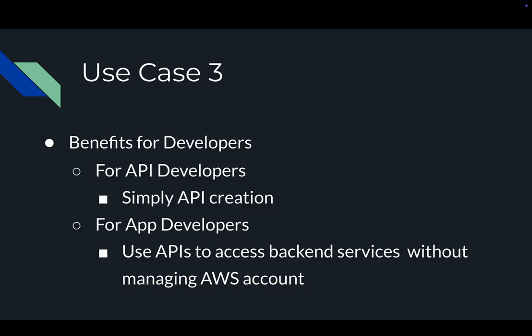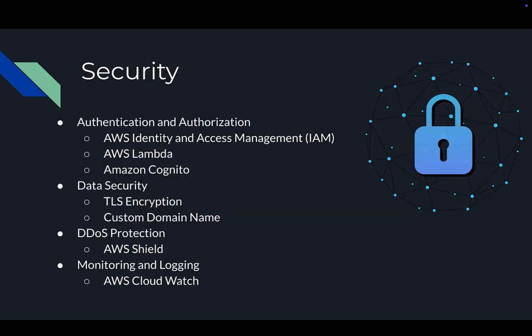Use case 3 is benefits for developers. For API developers, you can simplify API creation and management using AWS tools like the SDK and CLI, and you can use it with other services like I talked about, like DynamoDB and Lambda. For app developers, you can use APIs to access backend services without managing AWS accounts. Authorization can be done using Amazon Cognito, which is another service, or you can use any other identity providers, honestly. So now we can come to security of Amazon API Gateway.